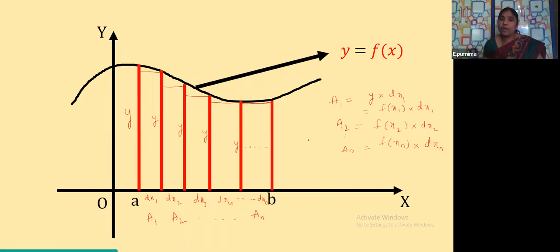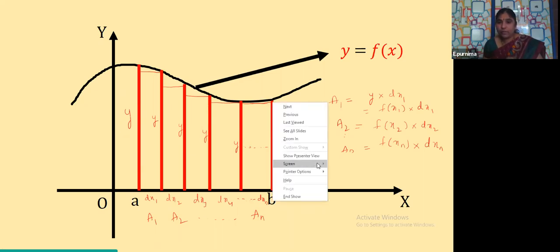Now here, if I want to have the area of this entire part, what do you do here, children? If you add all the areas, we can get the area of this whole thing between a and b, yes or not? So what we do here, children, let me take another screen to explain it.